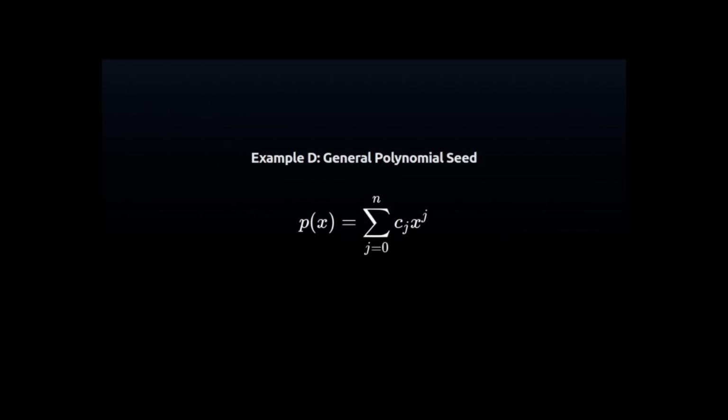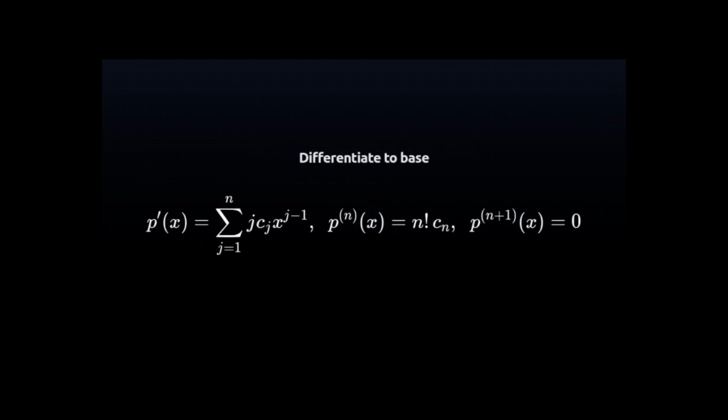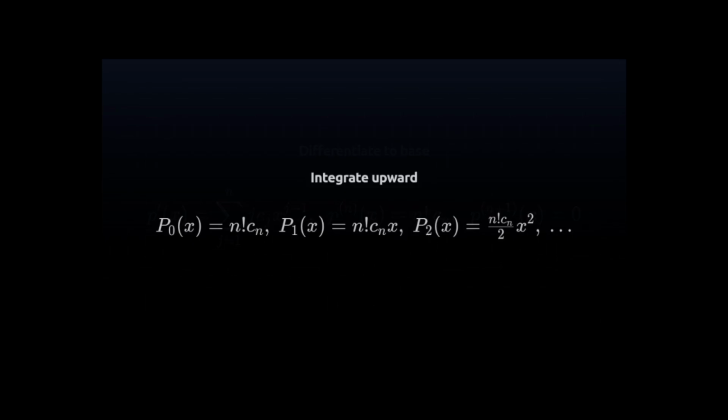Example D, general polynomial. Now consider a general polynomial seed. P of x equals the sum from j equals 0 to n of c sub j times x to the power j. Step 1, differentiate until constant. The first derivative is the sum from j equals 1 to n of j times c sub j times x to the power j minus 1. The nth derivative equals n factorial times c sub n. The n plus first derivative equals 0. So the base is p0 equals n factorial c sub n.